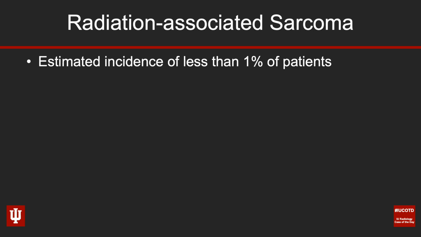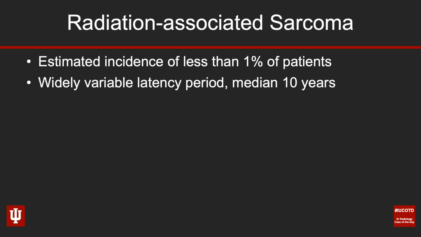This is a case of radiation-associated sarcoma, which on histology turned out to be a chondroblastic osteosarcoma. Sarcomas are an unfortunate possible side effect of radiation treatment and occur in less than 1% of patients. There is a widely variable latency period, with cases reported as soon as 5 and as long as 50 years following treatment. The median appears to be roughly 10 years.